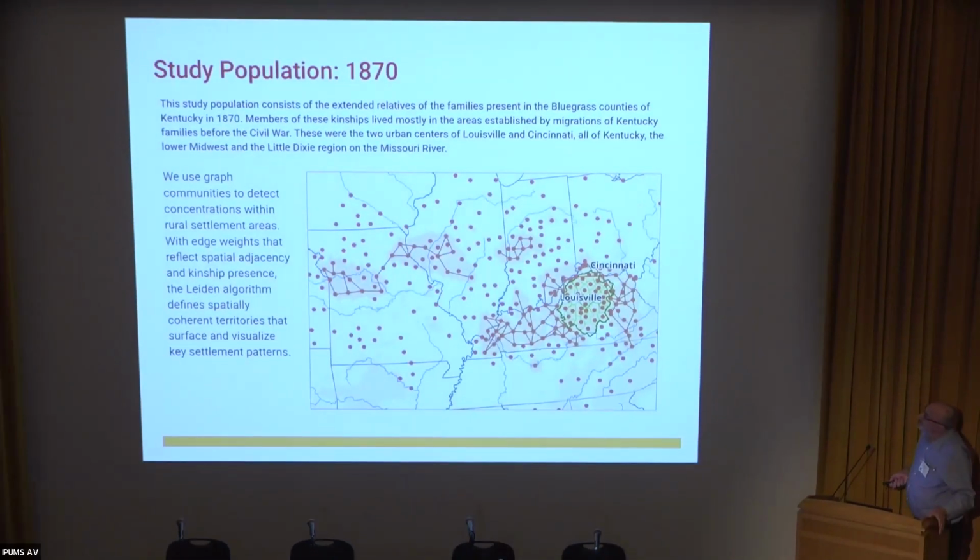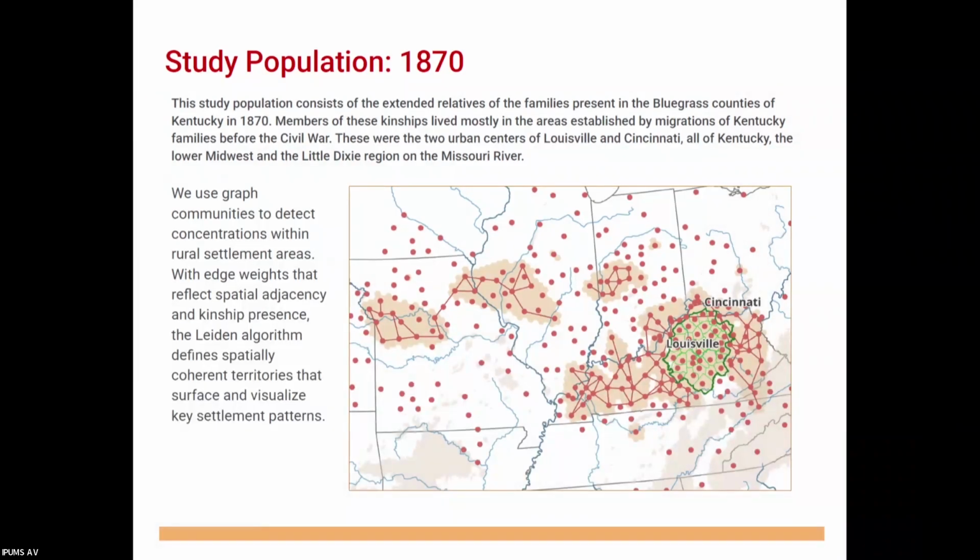Okay, so I'm going to shift over to how you can use this. In this case, I'm taking a study population that consists of people or families who were enumerated in 1870 in the bluegrass counties of Kentucky. There are 15 of them.